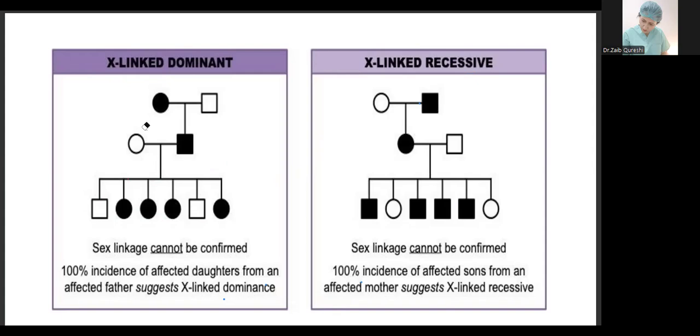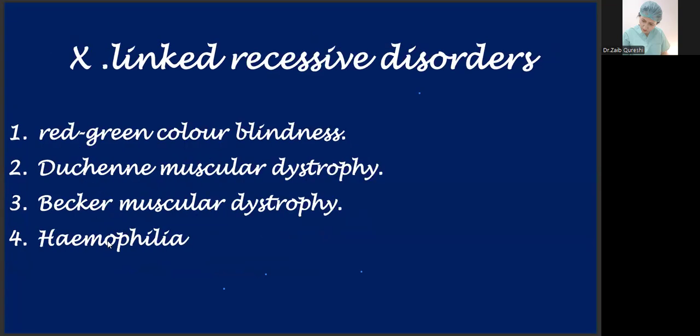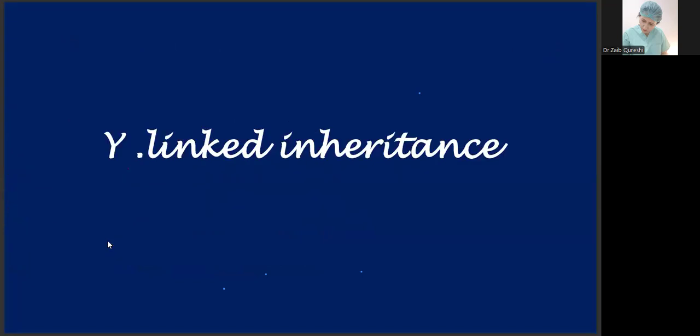Let's move to the X-linked dominant disorders. The diseases involved in this kind of disorder are vitamin D resistant rickets, X-linked hypophosphatemia, Rett syndrome, most cases of Alport syndrome, and incontinentia pigmenti. And X-linked recessive disorders are red-green color blindness, Duchenne muscular dystrophy, Becker muscular dystrophy, and hemophilia. Okay. Again, I will tell you that learning the names of these diseases is very, very important.